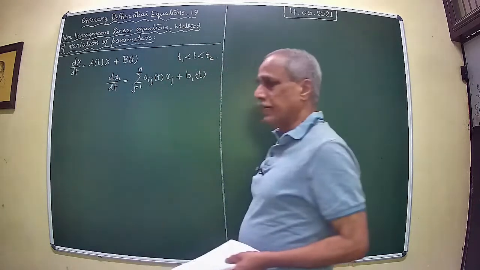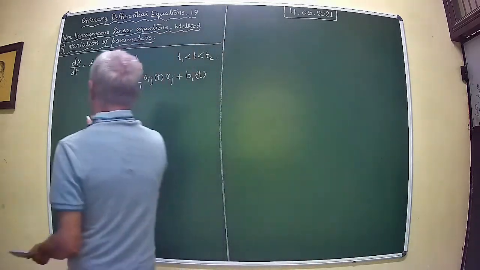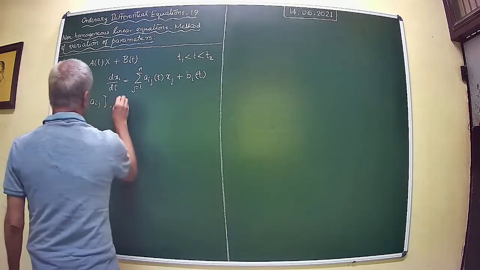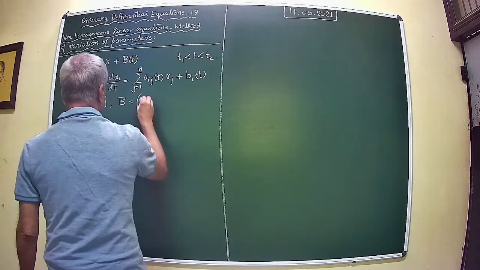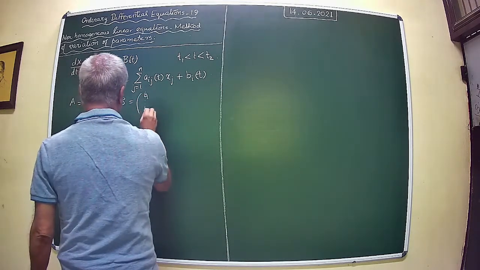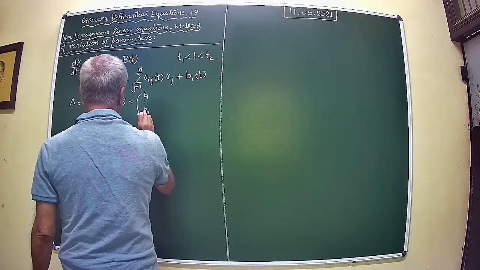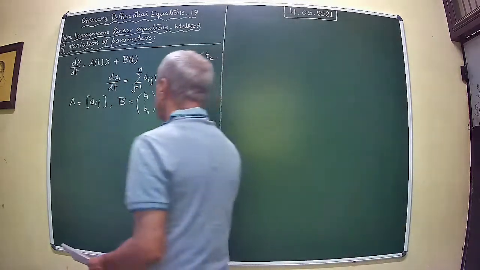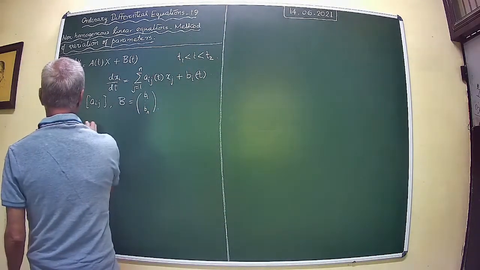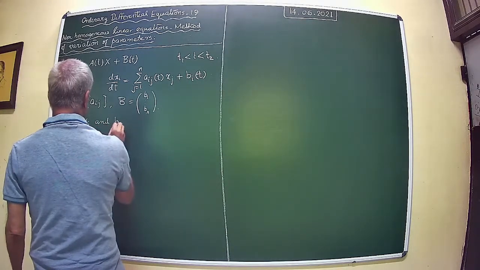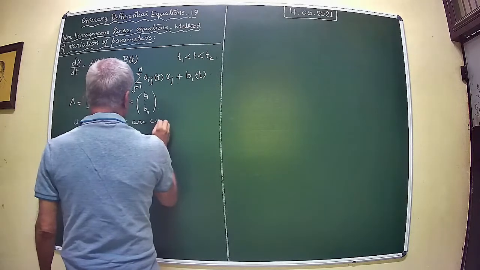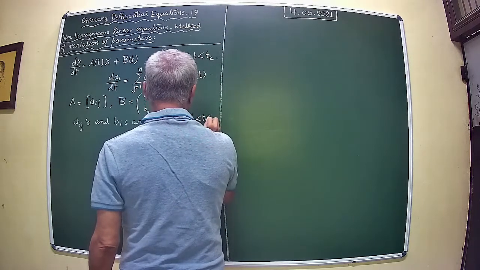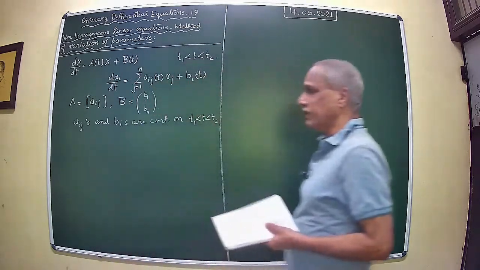We are assuming that A is given by aij and B is essentially the column vector b1, b2, ..., bn. They are all functions of t. We assume that these functions, the aij's and bi's, are continuous on the interval t1 to t2. These are the assumptions that you make.